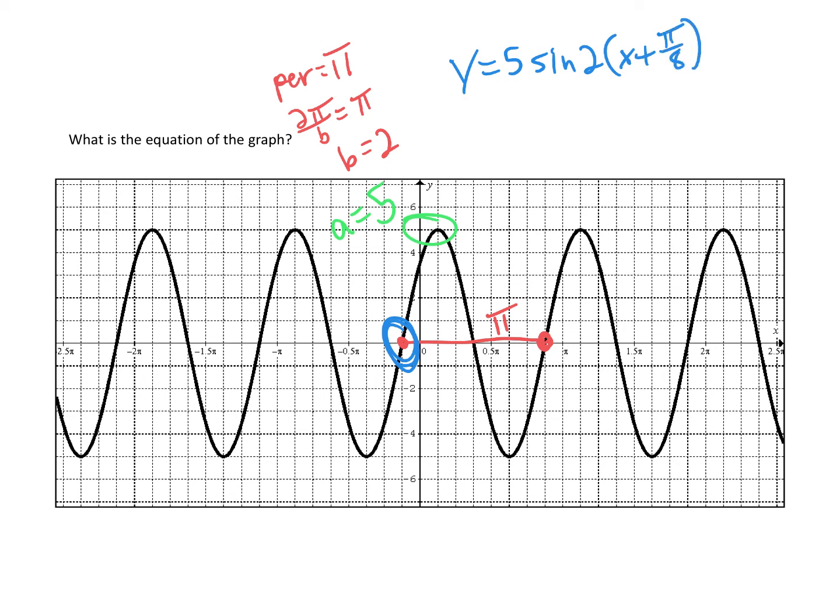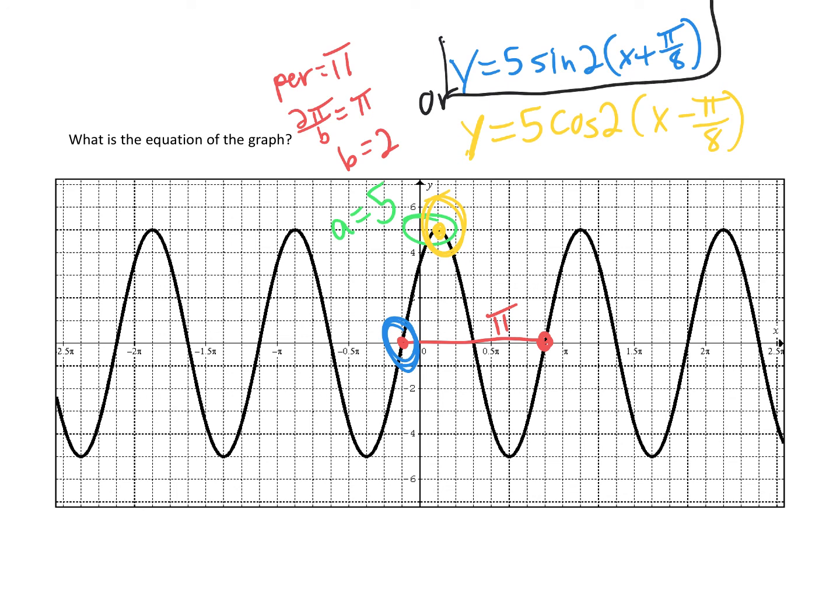If we want to do, say, cosine, you'd have to start at the peak. So it would be y equals 5 cosine 2 x minus pi over 8. And again, you don't have to give me both. Just give me one or the other. Most people typically work with sine. Okay? But the cosine answer is also correct.